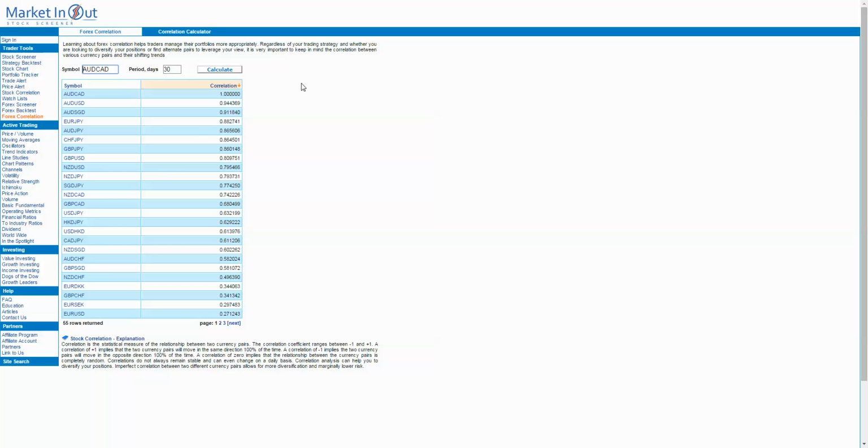So this tool, which I think is pretty interesting, I'm surprised that there aren't more of these types of tools, genuinely valuable for a trader who wants to properly manage their risk to make sure they're not overly correlated.